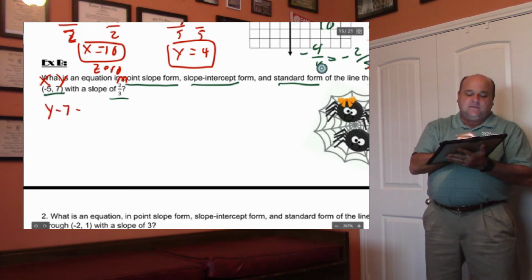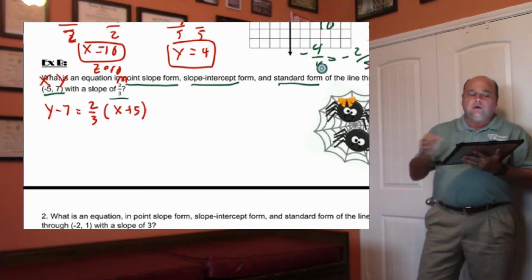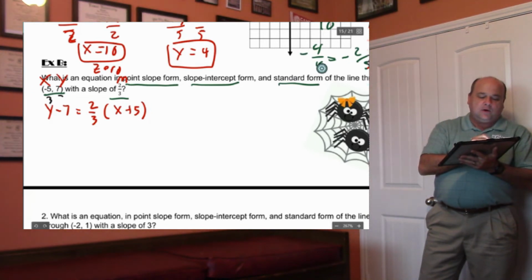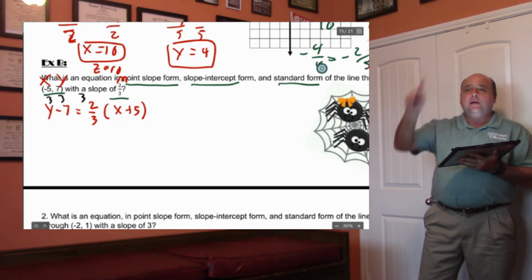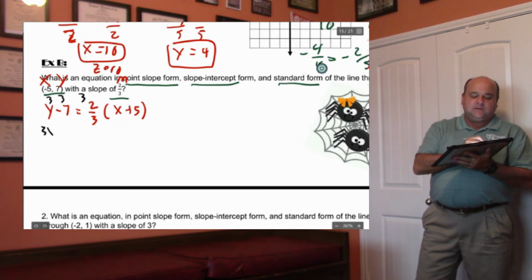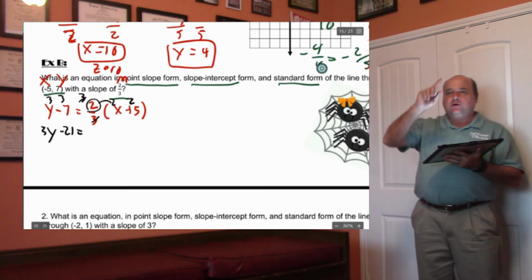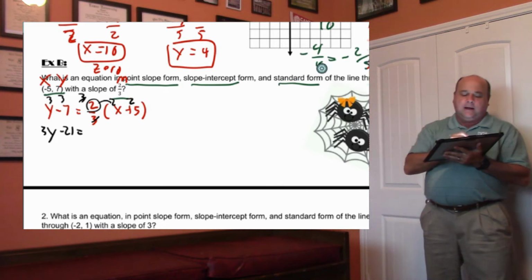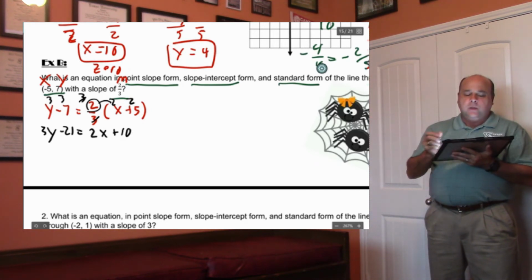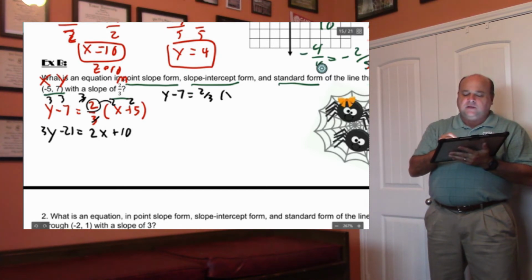So y minus 7 equals 2 over 3 parentheses x, the opposite of negative 5 is plus 5. Now then I have a fraction, don't I? So I'm going to multiply by the denominator and write it down 3 times on the top. Now I'm going to multiply. 3 times y is 3y. 3 times negative 7 is negative 21. The 3's cancel out, and I'm going to multiply that 2, don't I? The numerator of the fraction will go to the right. So I'm going to get 2x plus 10. Okay, first off, this is the point slope form.